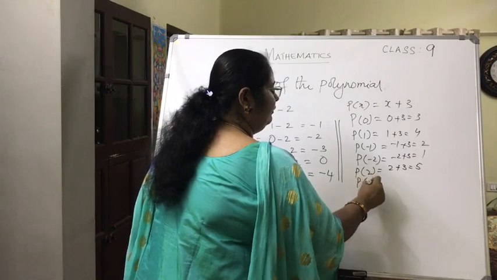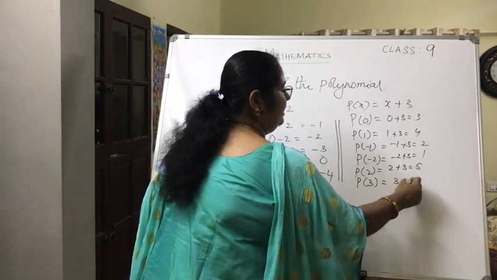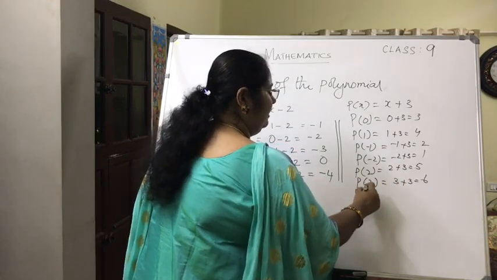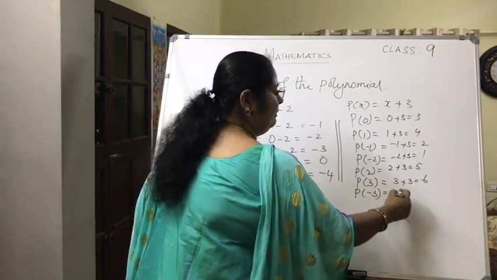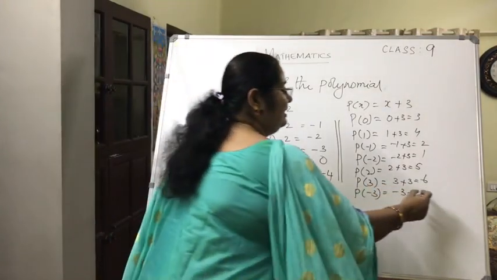Let us find p of 3. What is p of 3? Instead of x, you put 3. 3 plus 3 equal to 6. P of minus 3. What is p of minus 3? Minus 3 plus 3. Minus 3 plus 3 is 0.